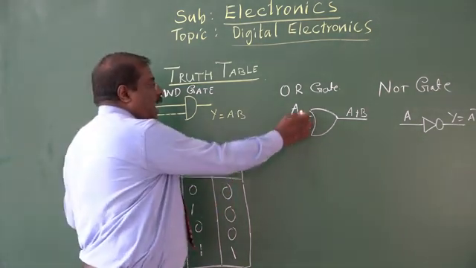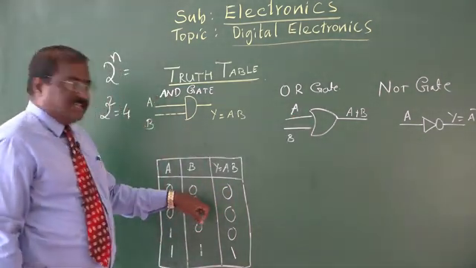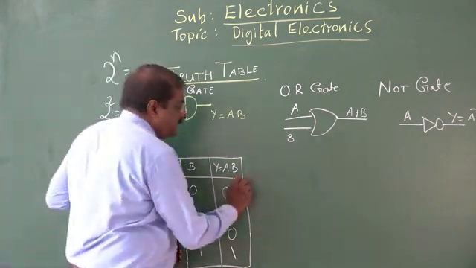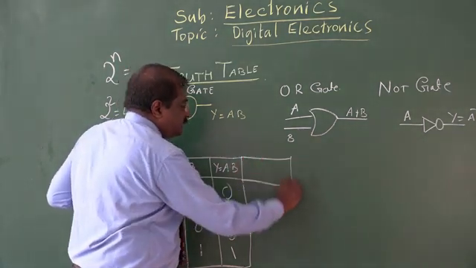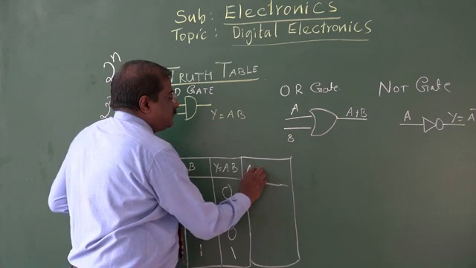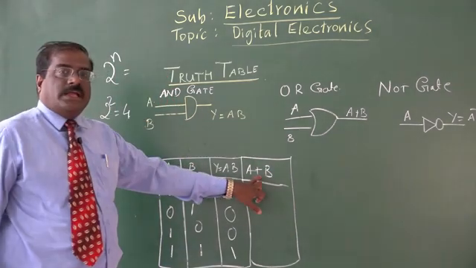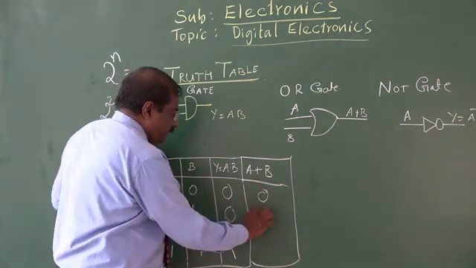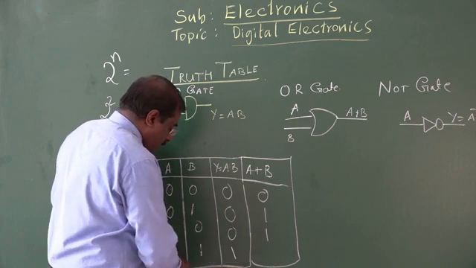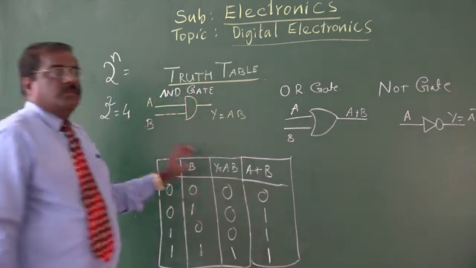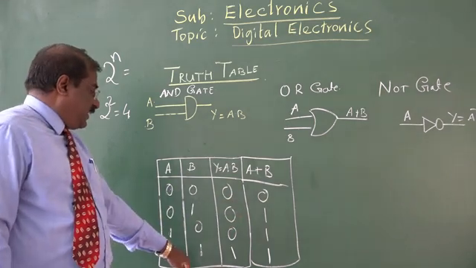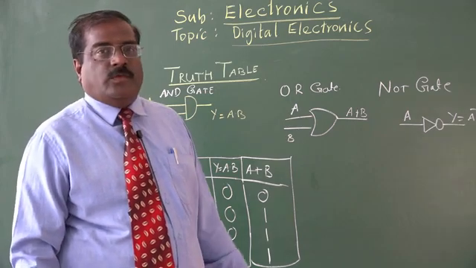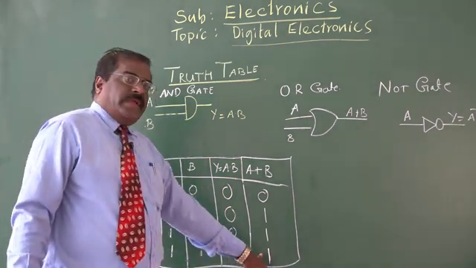Now take the OR gate. It has the same combinations. According to this rule, 4 inputs will appear. So I will extend the truth table with respect to the OR function, that is A plus B. This plus represents nothing but the OR function. So 0 plus 0 is 0, 0 plus 1 is 1, 1 plus 0 is 1, and 1 plus 1 is 1. In Boolean algebra, 1 plus 1 is always taken as 1. Any number of 1s will be taken as 1. That is the OR function.